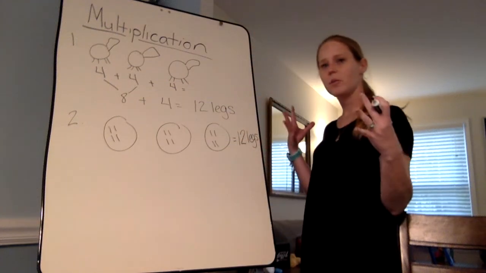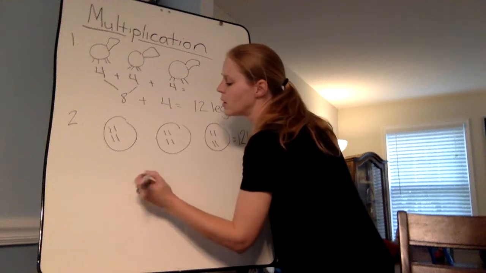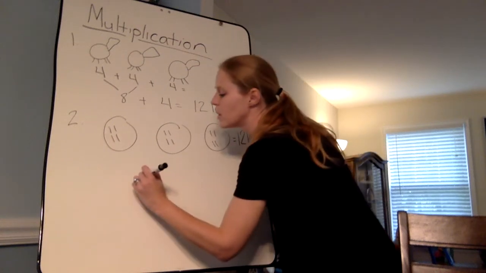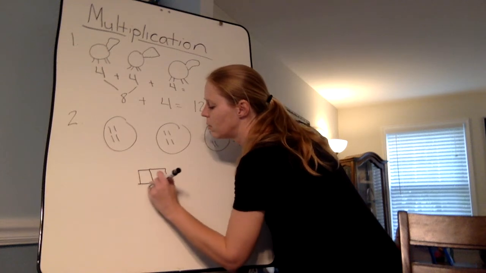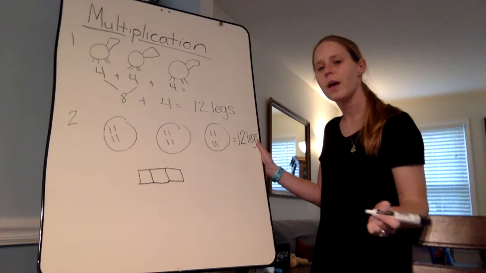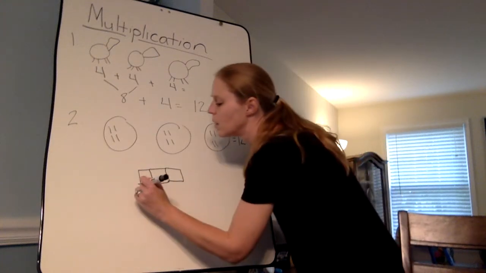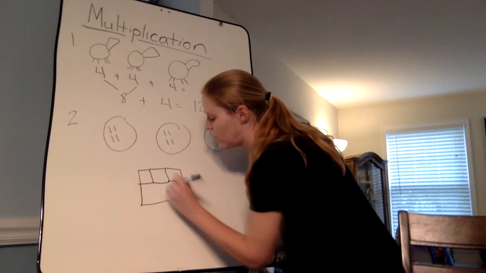So an array is when you kind of put all the pieces together as one giant group. So I have 3 horses. So here's 1, here's 2, here's 3, and I know each one of those horses has 4 legs. So I'm going to draw my array.